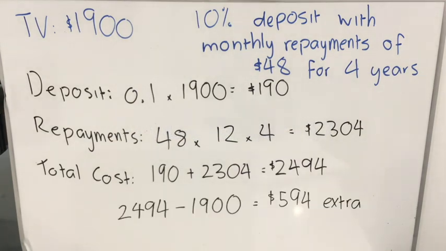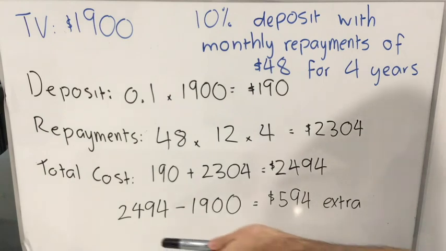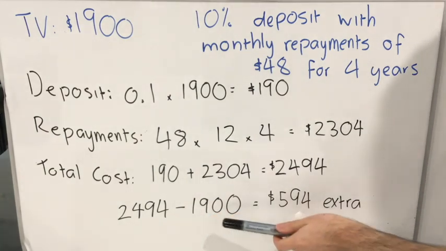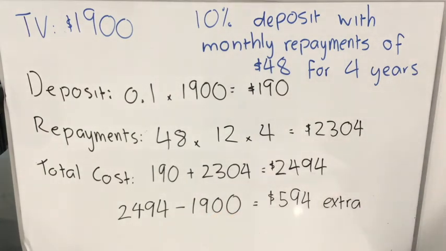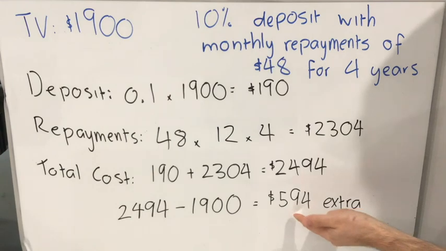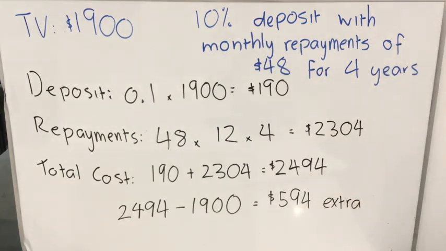Here's what you should have done to work it out. You paid that much, the TV cost that much, so take it away, you paid $594 extra. And again, worded questions love worded answers, so you could have done a whole sentence. I paid $594 extra, would be fantastic. All right, work through the questions in the book.